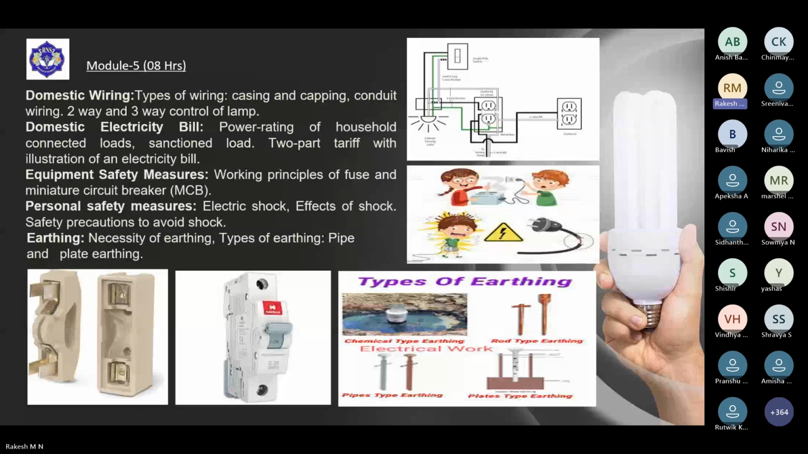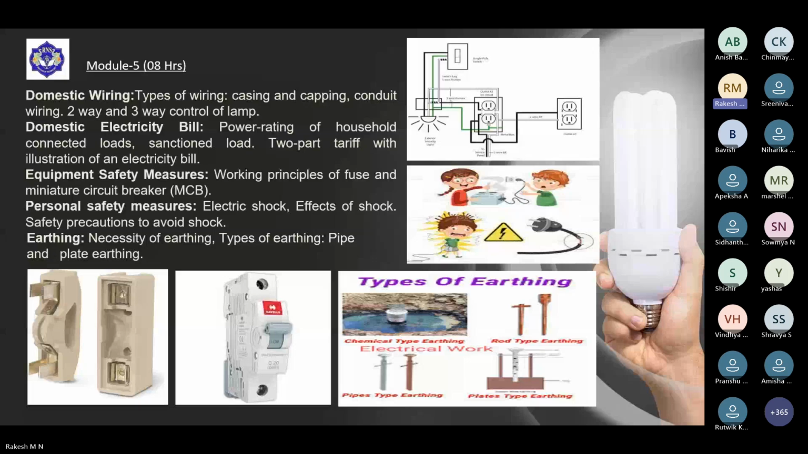Then effects of shock. Suppose there is a major event of shock, how it can affect a human body, what can all happen to the metabolism of the body is dealt with there. Then how to avoid this shock? It's always better to take precautions to avoid shock. So what are the safety precautions we should follow as we use electricity in our day-to-day life without any interruption? In what way can we prevent ourselves from this hazard is dealt with in this particular topic.